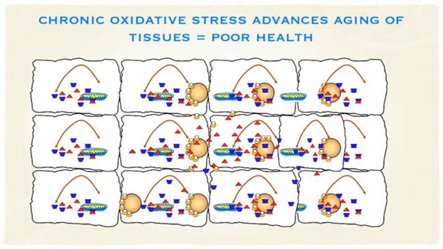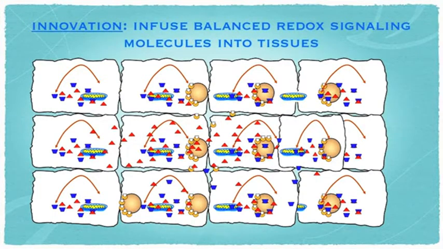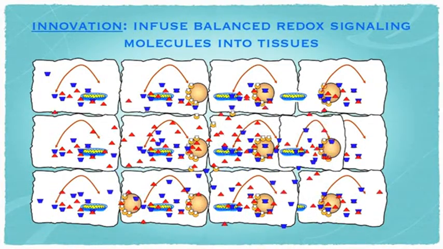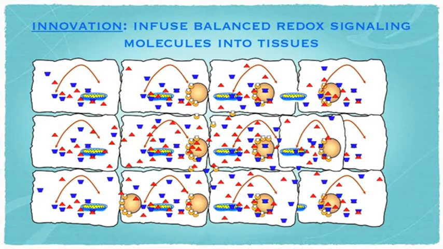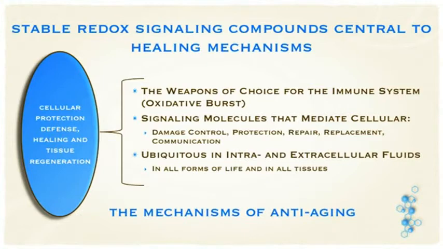So, what about chronic oxidative stress? This would be the advancing of aging in our tissue or poor health. So here we've got a multitude of oxidative stress signals, and this is a situation where there's a persistence and an inability for the cell to correct itself. This would lead to poor health. But what if we could infuse somehow a balanced resource of these little molecules into the tissue? What would be the implications? And look at the balance that we would create, the resources that the cell could then make use of. What would this lead to? We'll come back to that in just a second.